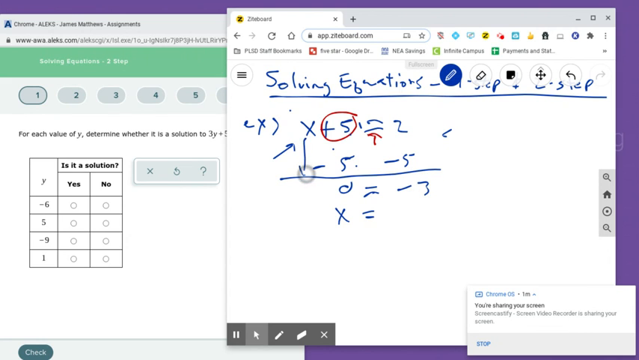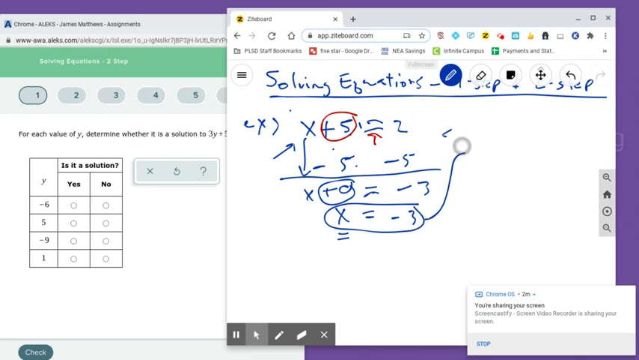And then here I just bring the x down, x plus 0 equals negative 3. But whenever you add 0 to anything, you don't change it. So I can just rewrite it as x is equal to negative 3. So that is my solution.